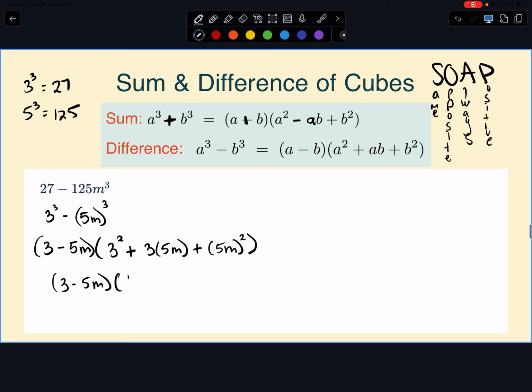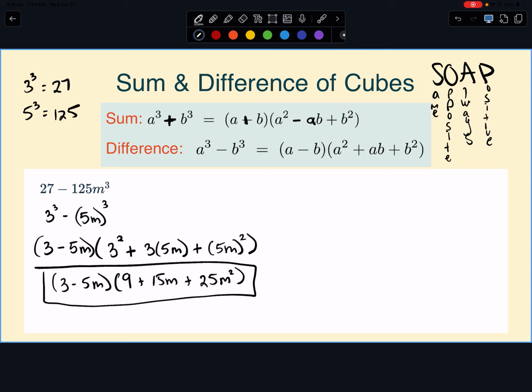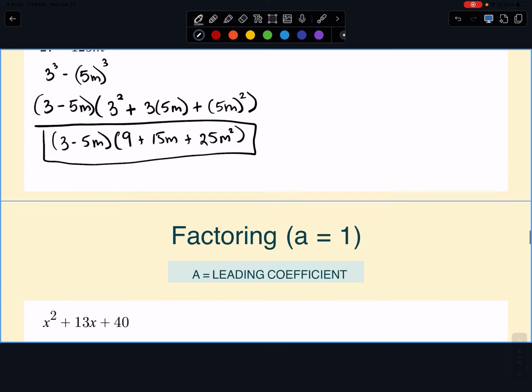So 3 squared is 9, 3 times 5 is 15, and 5 squared is 25. So here is our factored form, and it turns out that trinomial on the end, that quadratic, will never be factorable. So you're always done when you reach a sum or difference of cubes. All right, moving on to the next example.